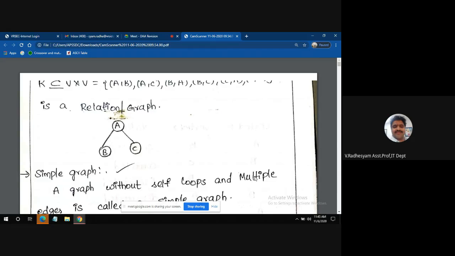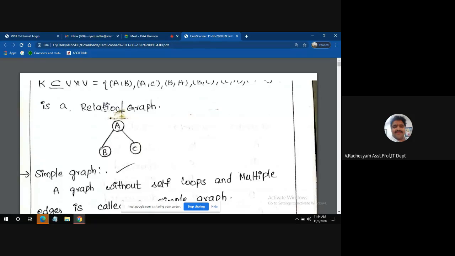A graph we generally denote with G = (V, E). V denotes vertices, E denotes edges. So first we will consider the Cartesian product, V cross V. Suppose A, B, C are the three vertices. The Cartesian product is ABC cross ABC, that is AA, AB, AC, BA, BB, BC, CA, CB, CC.